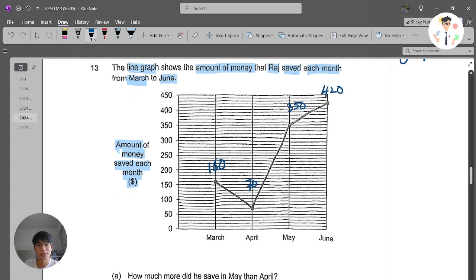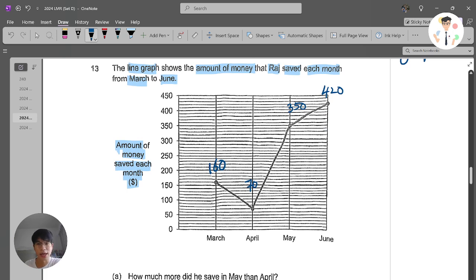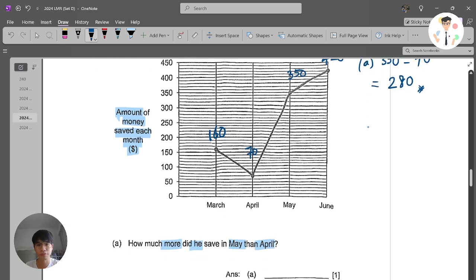Then now, once you have identified, let's look at our first question. A, how much more did he save in May than April? May is what? 350. April is what? 70. So 350 minus 70, the answer is 280. Good, simple, nothing tricky here.